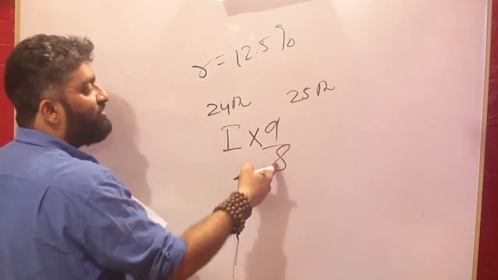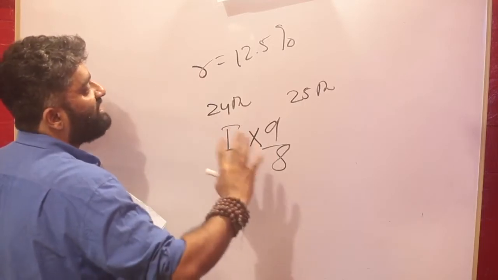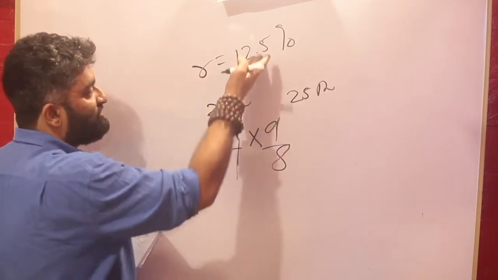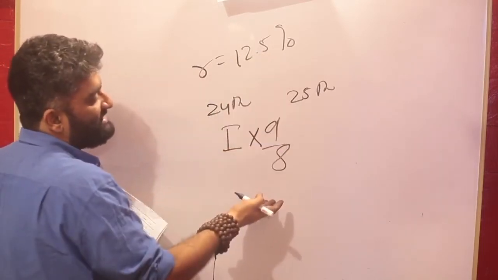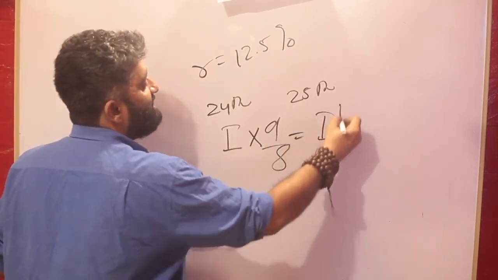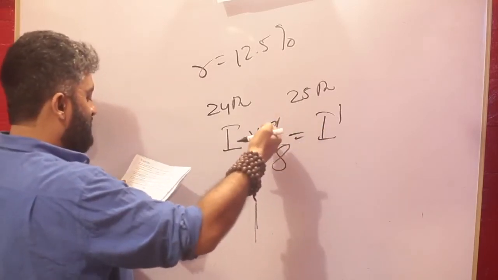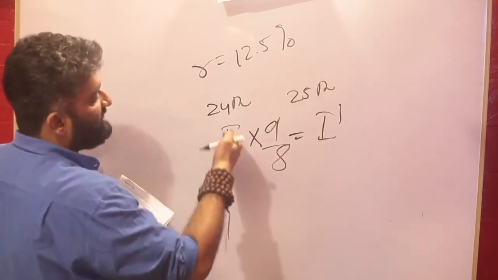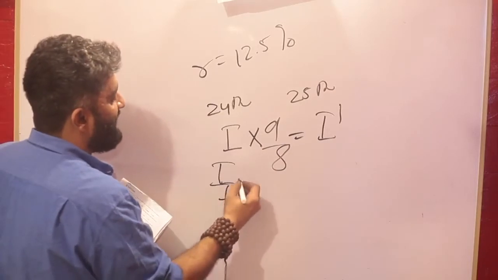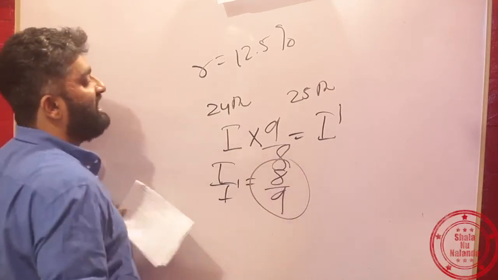And how did I come to this quickly? Again, we are assuming that you have thoroughly mastered the basics of percentages. So this is all very basic steps for you. So I into 9 by 8 gives you I dash, right? So the ratio of 24th to the 25th year, that is I upon I dash, will be 8 by 9. So the answer is 8 by 9.